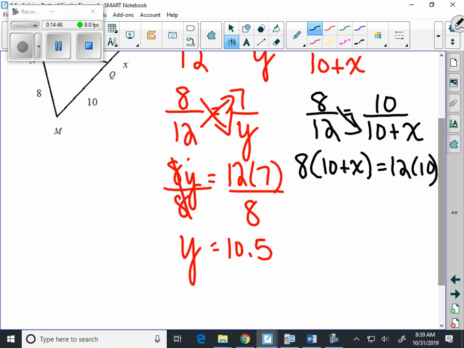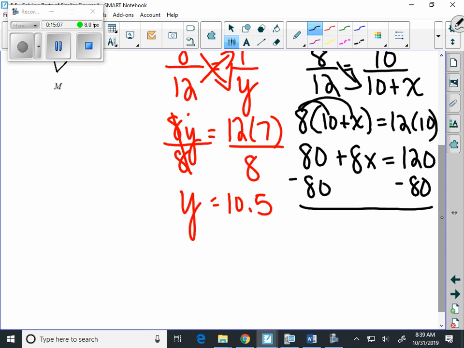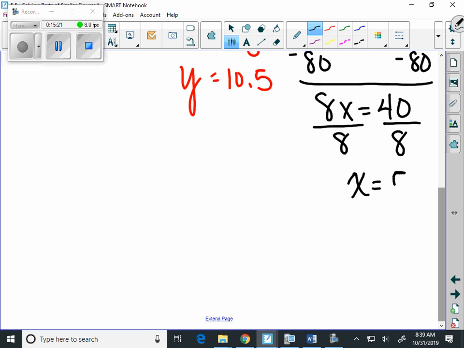Some of you might skip that step. I'm all right with that. But remember to distribute. We get 80 plus 8x equals 120. We can subtract 80 from both sides. And when we do, we get 8x equals 40. And then when we divide both sides by 8, we end up with x equals 5. So a lot of algebra in working with the proportions.